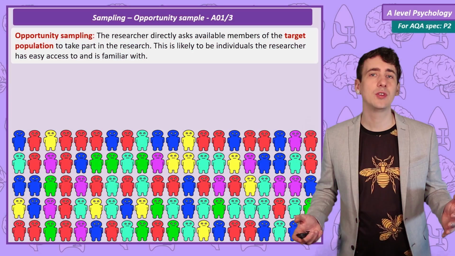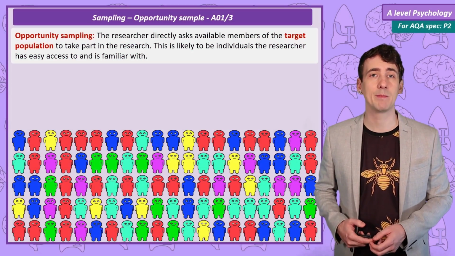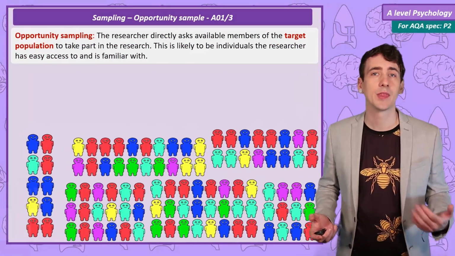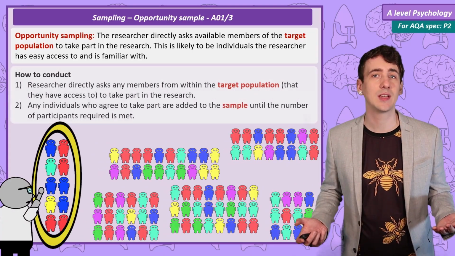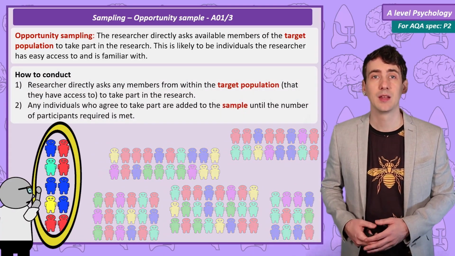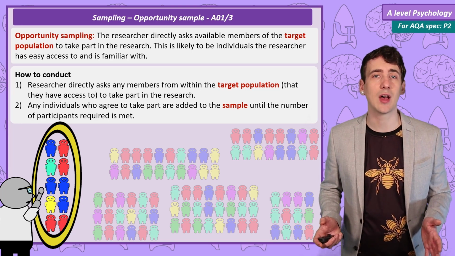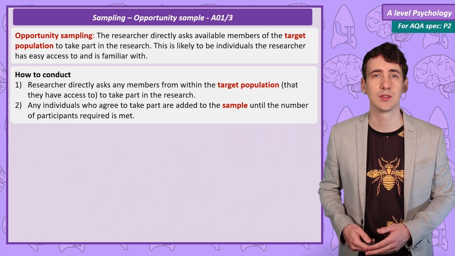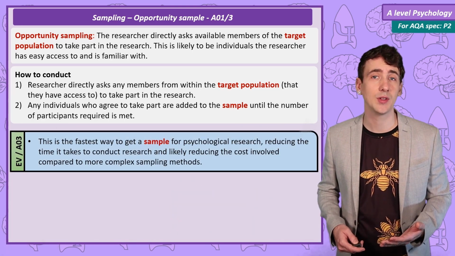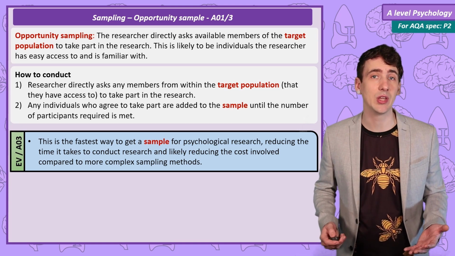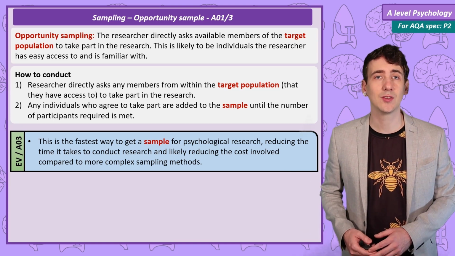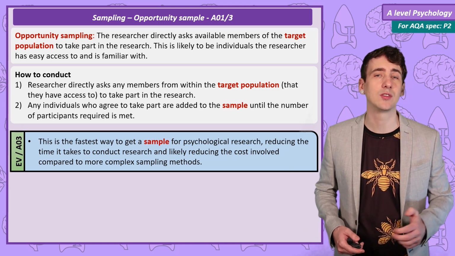Opportunity. An opportunity sample is the easiest sample to get and the most commonly used. The researcher simply includes anyone in the sample that they can get their hands on, simply by asking them to take part. For that reason, many psychology studies are actually conducted on university students. A strength of this, of course, is it's a much faster way of getting a sample than any of the other methods. This could save money and allow the researcher to complete the study faster.